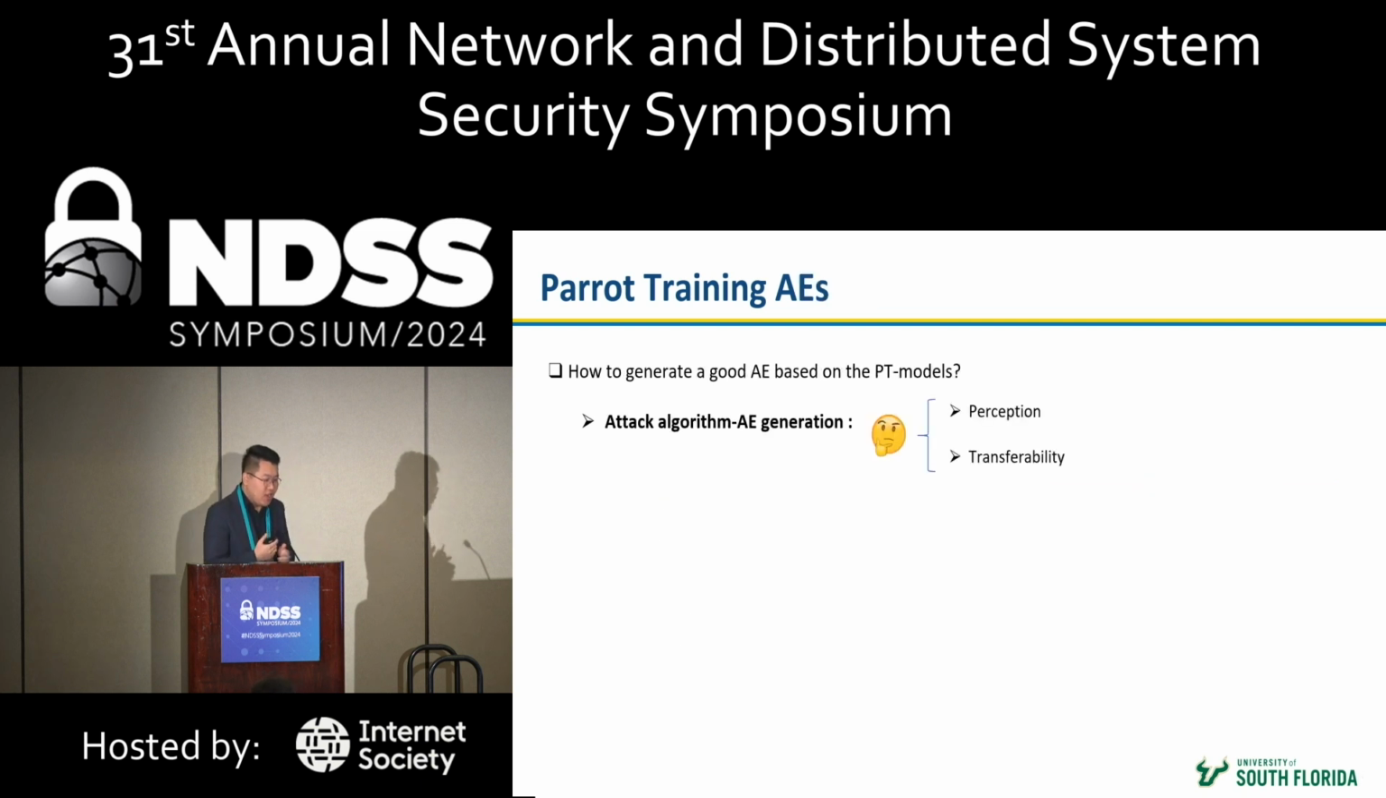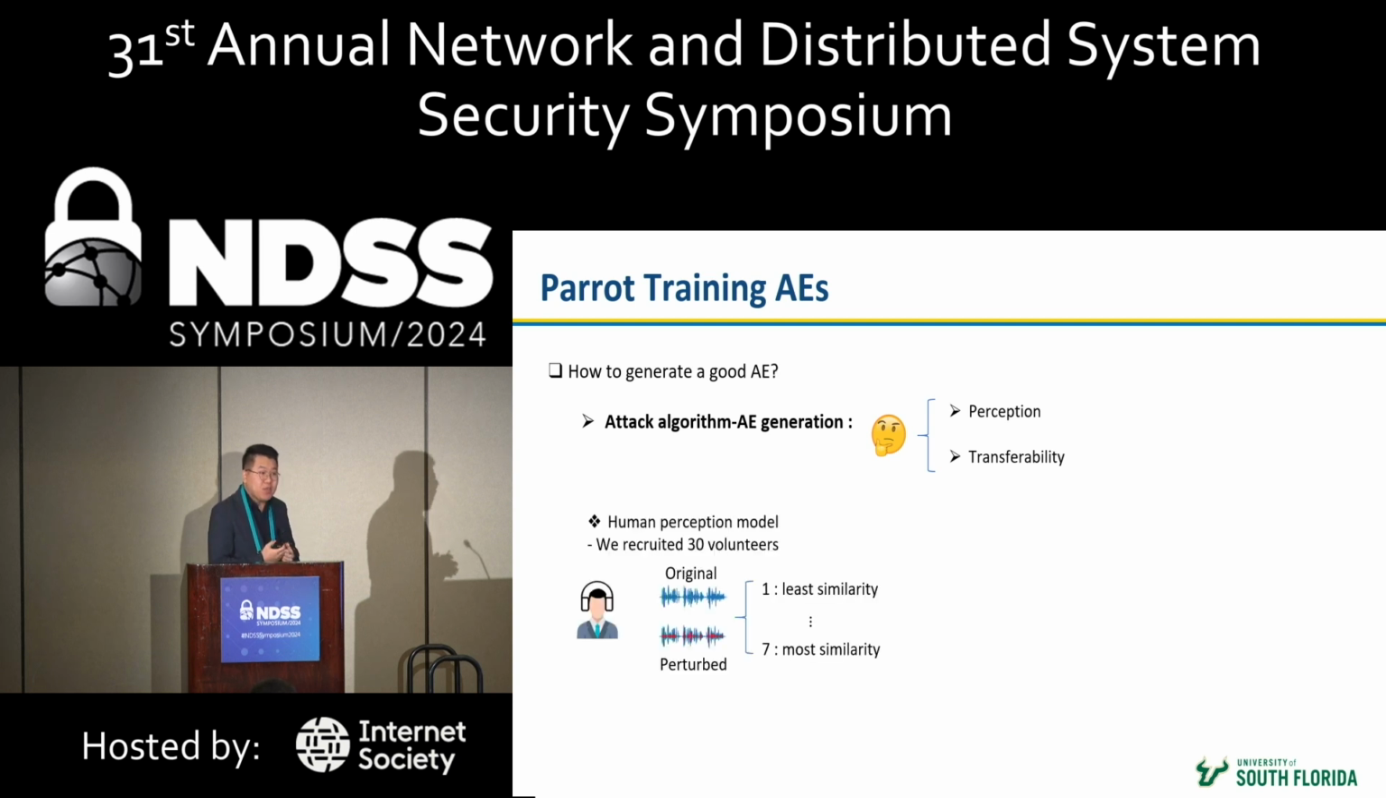And next, there's still an open question of how to generate a good AE with both good human perception and high transferability. To deal with this problem, we first build our human perception model. We recruited 30 volunteers to help us rate the original and the perturbed speech on a Likert scale. For example, 1 indicates the least similarity, and 7 indicates the most similarity. And then we use these human-labeled training data sets to train our human perception model. So these models can help us to quantify the adversarial examples.